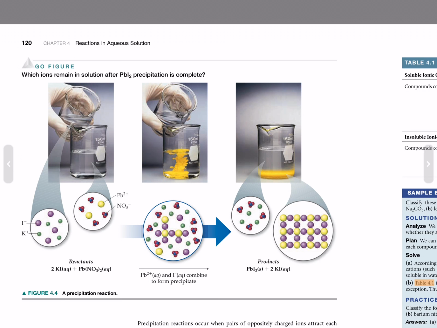Figure 4.4, a precipitation reaction. Potassium iodide aqueous plus lead nitrate aqueous. When added together, they will switch anions, and the lead will join with iodide, which is insoluble in water, and fall out as a yellow precipitate, and potassium nitrate stays in solution.